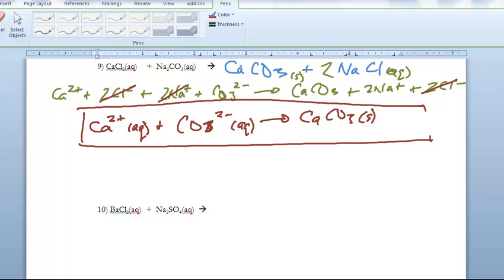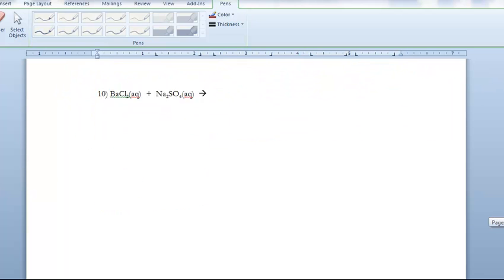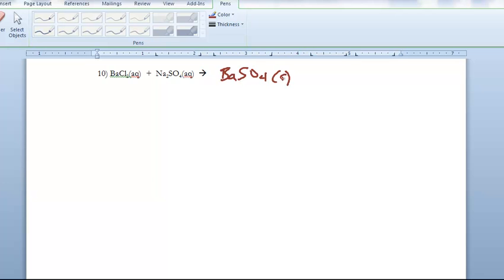All right, almost there. We're in the home stretch. Number 10, barium sulfate. All right, we saw barium sulfate before. We know that's a solid. That's not soluble in water. And then the other compound is our old friend sodium chloride. And it looks like we're going to need a 2 here to balance that. Now we're good to go for the complete ionic equation.